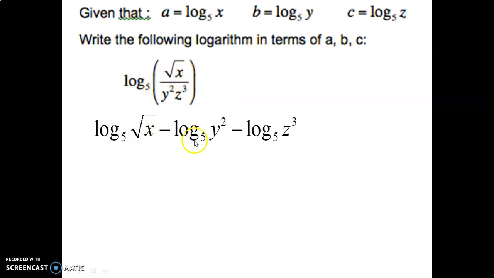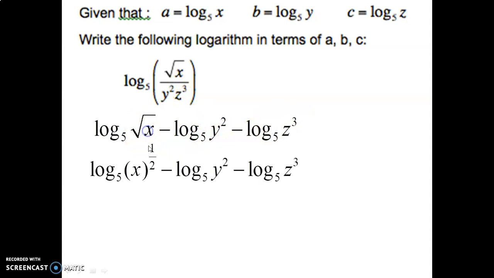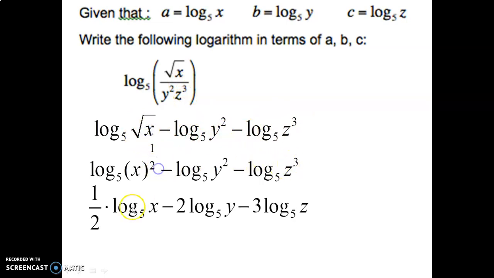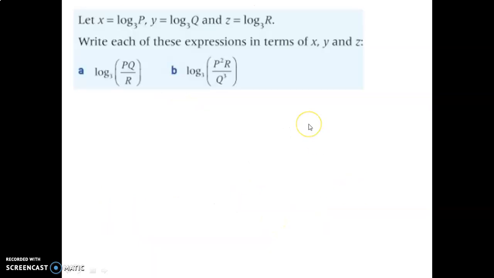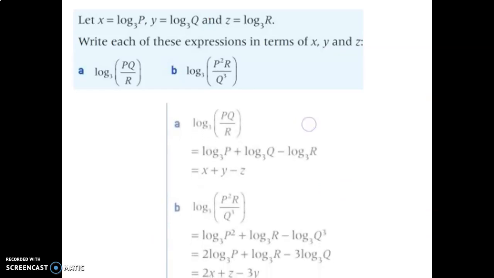Well, that I broke up into this. So we have our quotient. It's this thing here, and then these two are both denominators, so they're both minus here. Okay, I'm going to take all the exponents here and drop them to the front, so the half goes here, the 2 goes here, and the 3 goes here. And now those 3 match what we're given here, so we can rewrite it as half a minus 2b minus 3c. Okay, one last one in that kind of problem, so let's try this one. And check your work here.